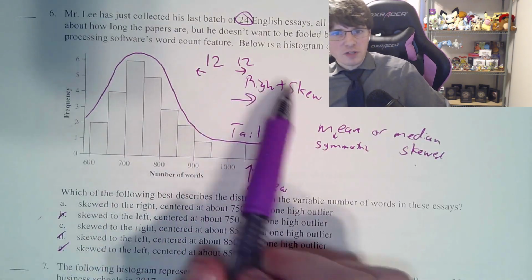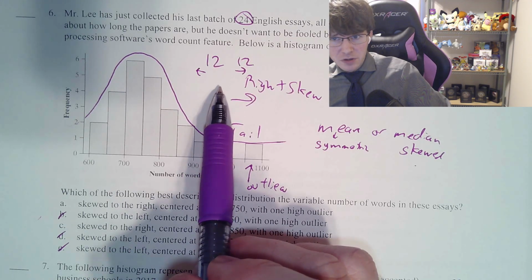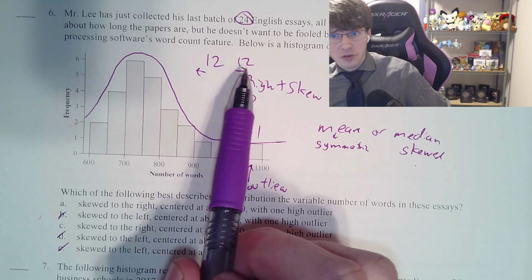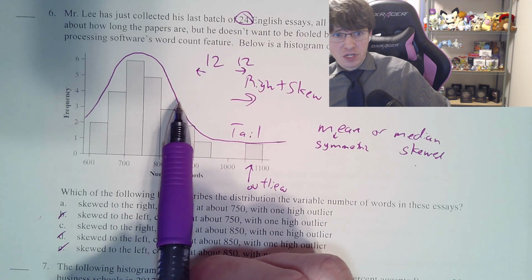So if there's going to be 12 on the left and 12 on the right, 24 total, the middle value is going to be in between these two. So the median is between the 12th and 13th values. So we need to figure out where the 12th and 13th values are.